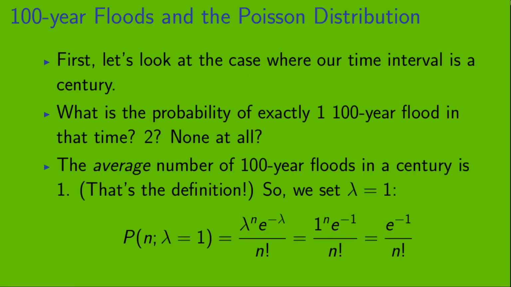Okay, so first of all, let's look at the case where our time interval is a century. What is the probability of exactly one 100-year flood in that time? 2 of them? None at all? So the average number of 100-year floods in a century is 1. That's the definition of a 100-year flood. So we set lambda equal to 1 in our Poisson distribution formula, and we get that the probability of n 100-year floods occurring in 1 century is e to the minus 1 over n factorial.